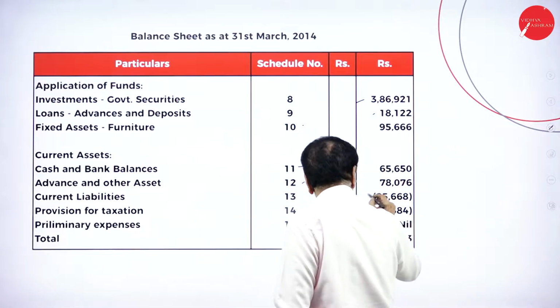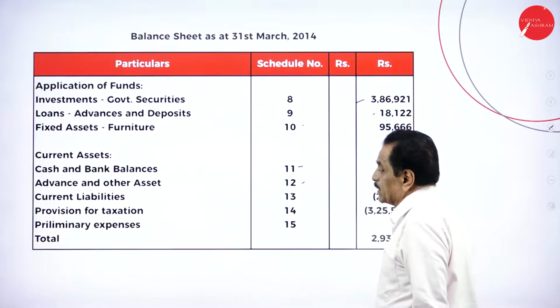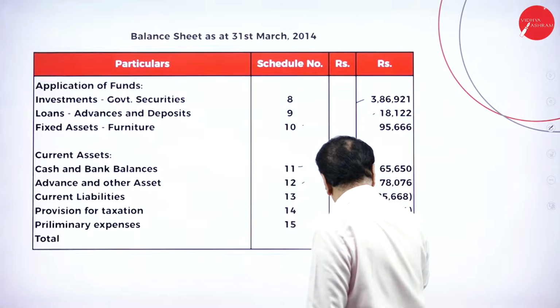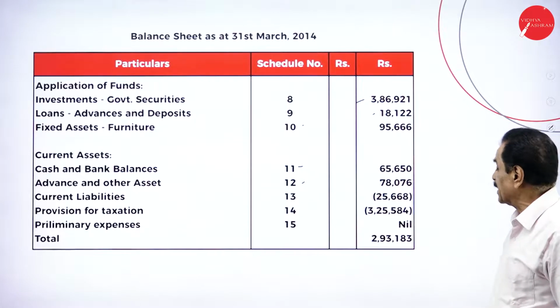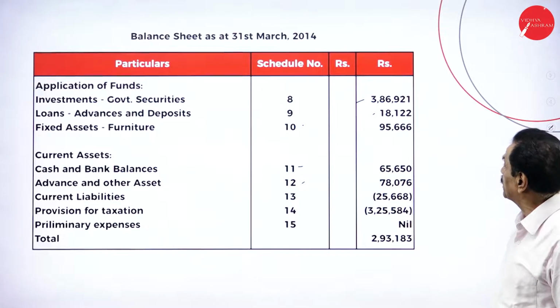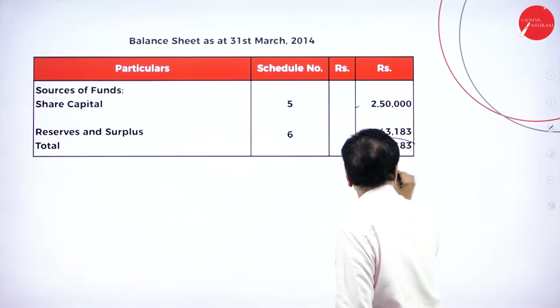Current liability we have to deduct 25,668. Provision for tax should also be deducted. The balance amount will come 2,93,183. Here 2,93,183.